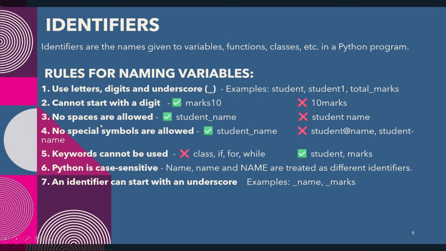No special symbols are allowed. Keywords cannot be used because keywords are reserved words, and Python is case sensitive. So if we write any name with capital N, small n, or mixed case, they will all be treated as different identifiers because Python is case sensitive. An identifier can also start with an underscore. So _name is a valid identifier, but these others are invalid identifier names. You can just go through this, and these are often asked in MCQ questions.